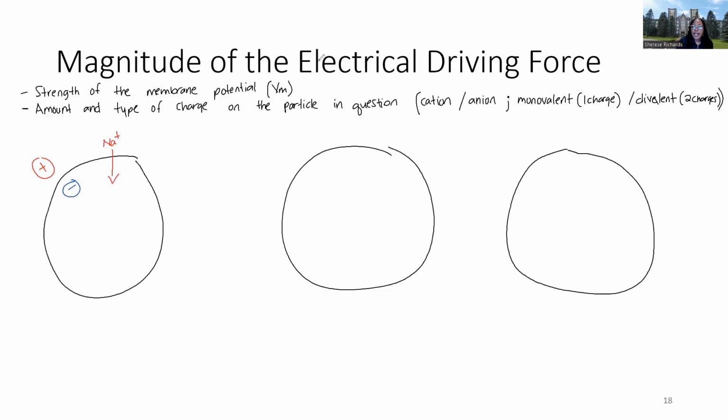And let's say in this state, the membrane potential equals negative 60 millivolts. So this is our basis to understanding how the magnitude of the electrical driving force can change. In our first scenario, a monovalent cation moving into the inside of the cell, the separation of charge here is negative 60 millivolts. Let's take another cell, another scenario. Let's say we have twice as much positive charge.